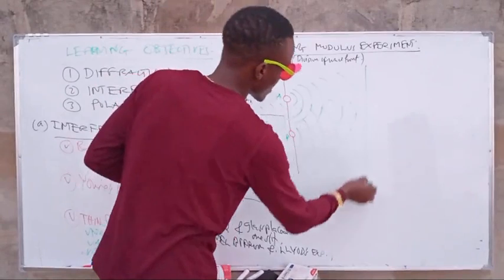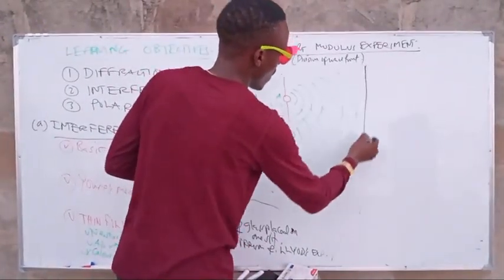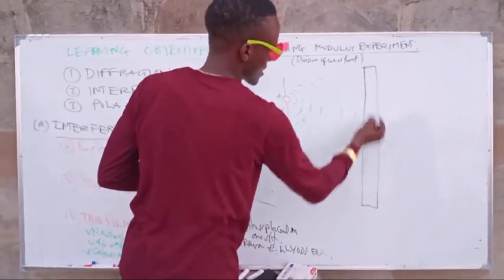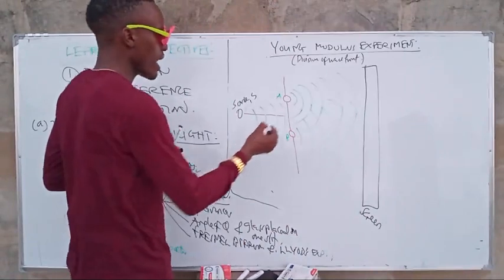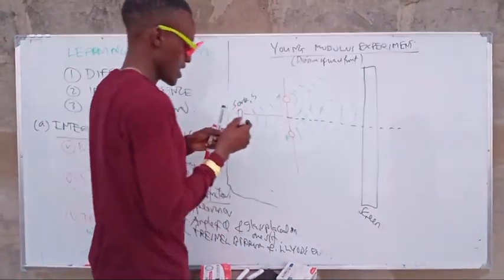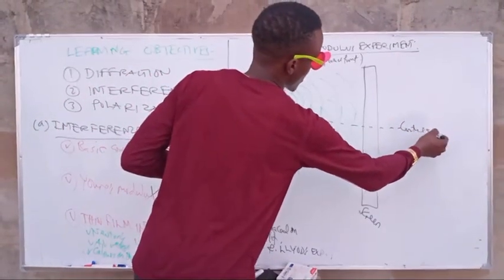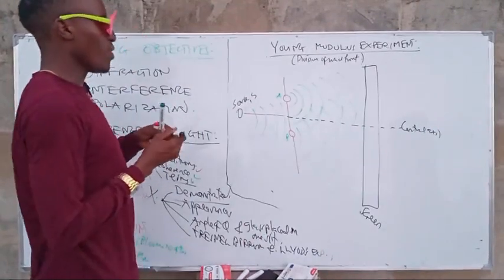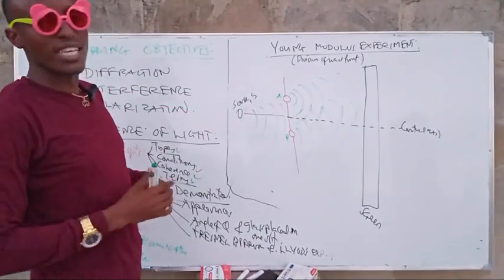So on the screen here, this is the screen. What happens? This central line continues to move up to the screen here. So this is the central line, the central axis. For example, this is the setup for the experiment.